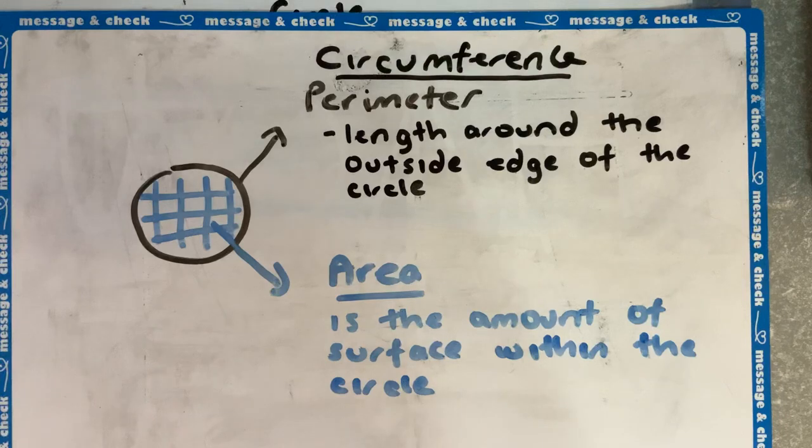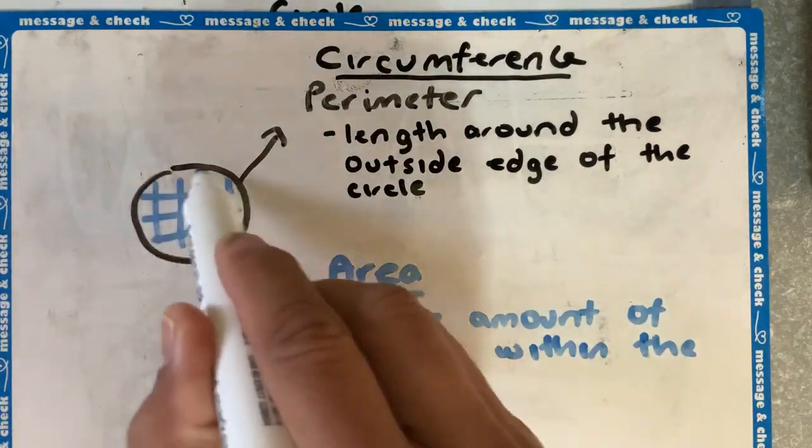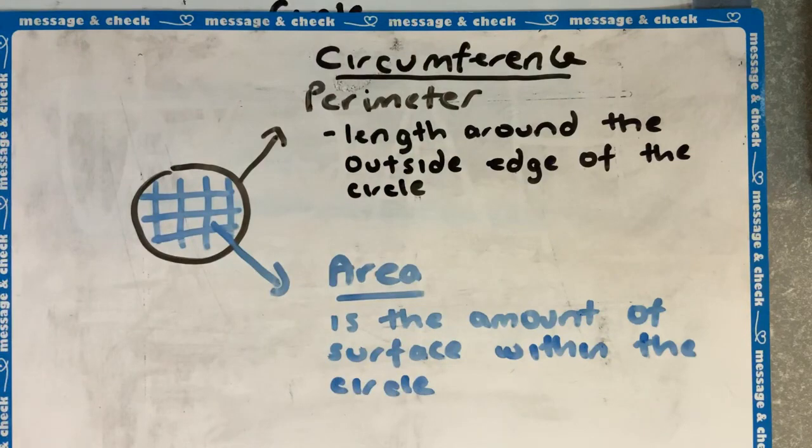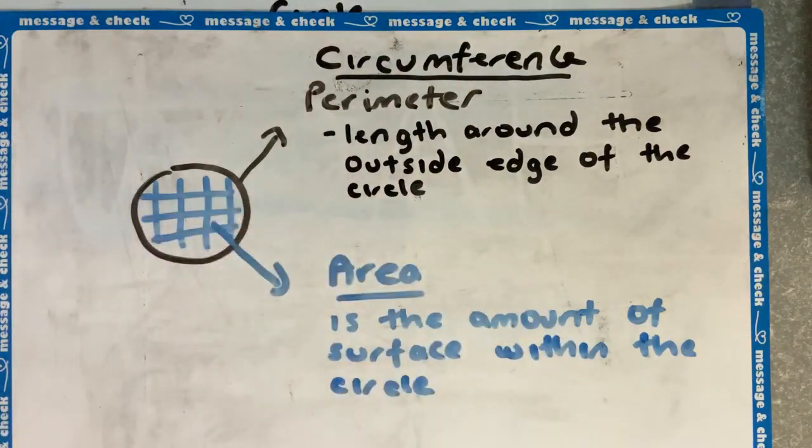Today we are going to find the difference between how to calculate the circumference and the area of a circle. The circumference is actually the perimeter. It is calculating the length around the outside edge of the circle. So we are calculating the length of the outside edge of a circle. The area, on the other hand, is the amount of surface within the circle. So we are calculating the amount of space in that circle.